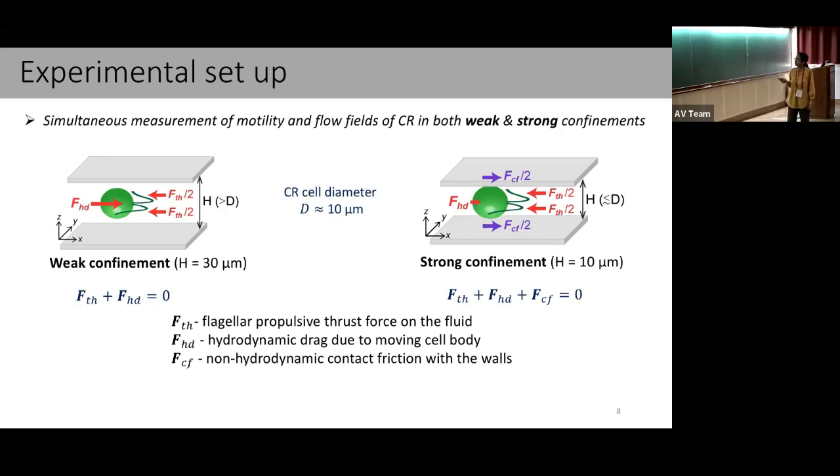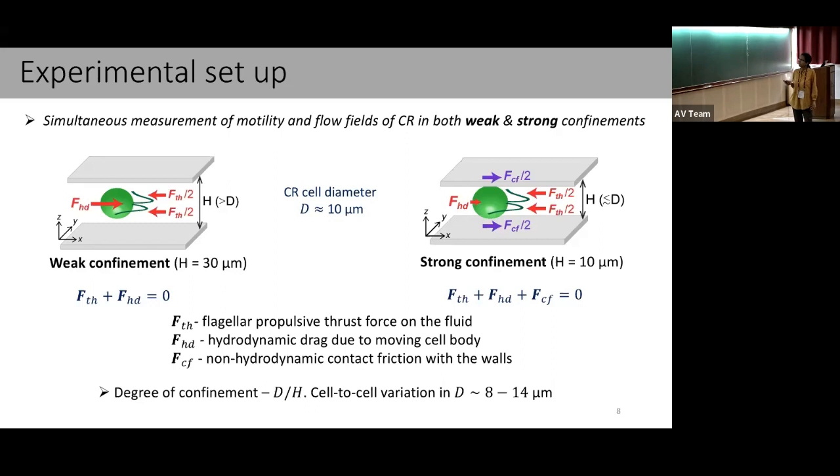Now, in the case of strong confinement, when the chamber depth is comparable to the cell diameter, there is an additional contact friction that the cell experiences. It is the contact friction that the previous theoretical studies missed including. So now the force balance is that the thrust force of the flagella has to overcome not only the hydrodynamic drag but also the contact friction. And basically the contact friction dominates, as I will show you.